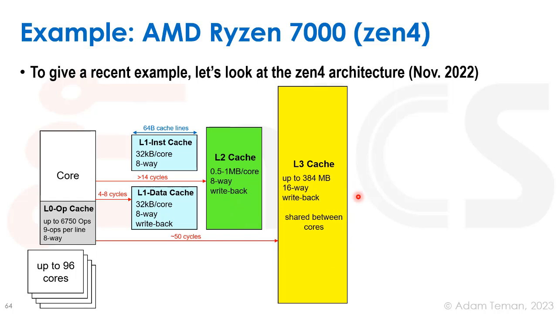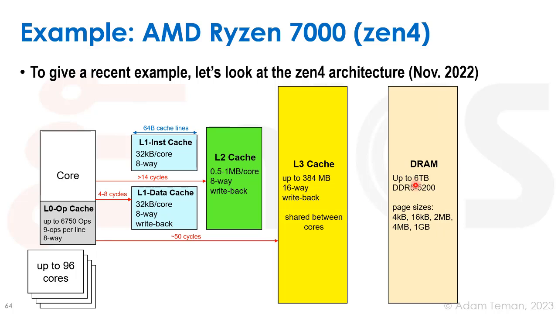Then we have an L3 cache, and the L3 cache is going to be huge, and it's shared between all of the cores, and it can be up to 384 megabytes in the highest end architecture that we have here in this series. It's going to be 16-way, and that's because it's shared by all these cores. We want to give it as much associativity as possible, so really we can put any cache line in any place over here, and it's going to use write back as well. Then, of course, we have DRAM, and this type of architecture can support up to 6 terabytes of DDR5 5200 DRAM. It also supports page sizes of 4 kilobytes, which is the typical one, but it can go up to 1 gigabyte page sizes.